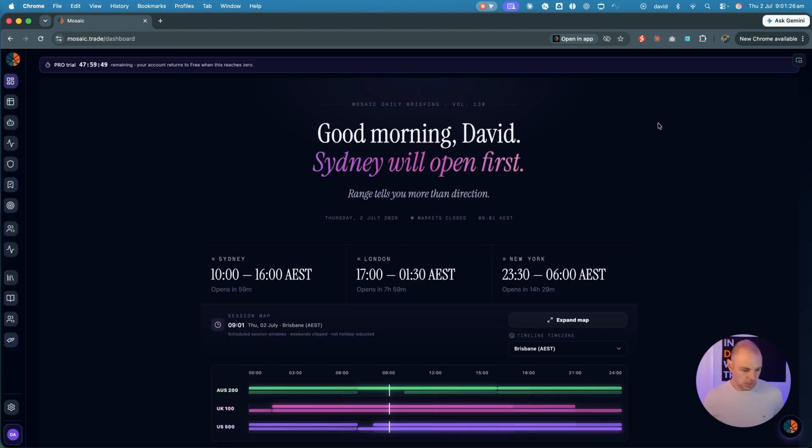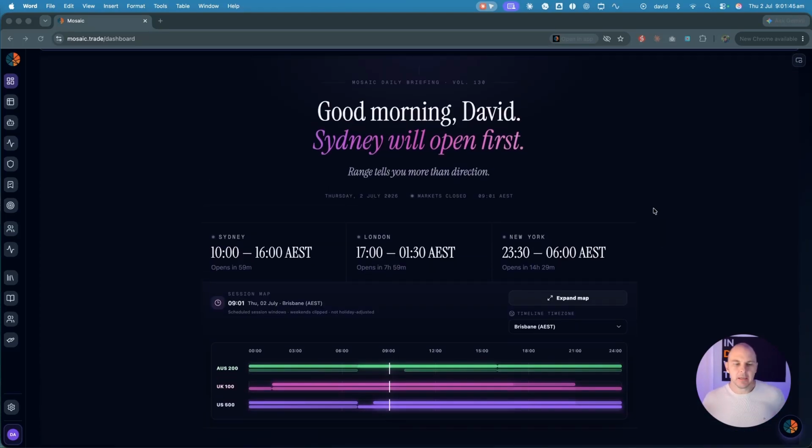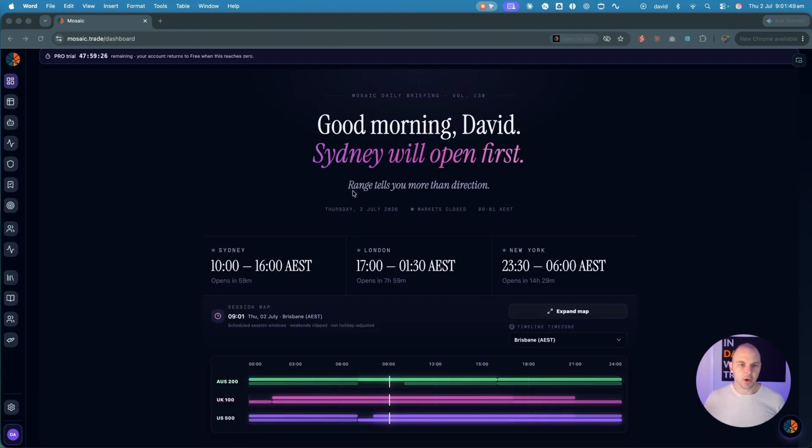the features. So if we just start, obviously this is the Mosaic dashboard. So think of this as your daily briefing. The idea behind this is to have a second screen, a one look overview, I guess, of where we are in terms of markets. So at the top, obviously got a bit of a welcome, a bit of an inspirational quote there, rotates day to day to kind of keep you focused. You can see that the markets are all closed at the moment. It's 9 o'clock in the morning, so none of the physical major markets are open.